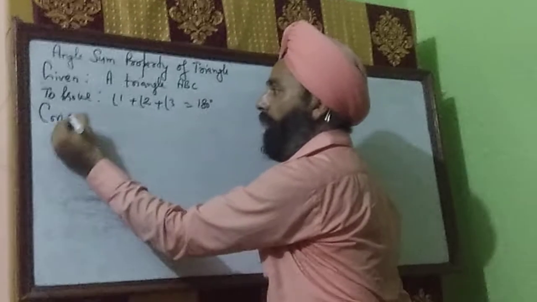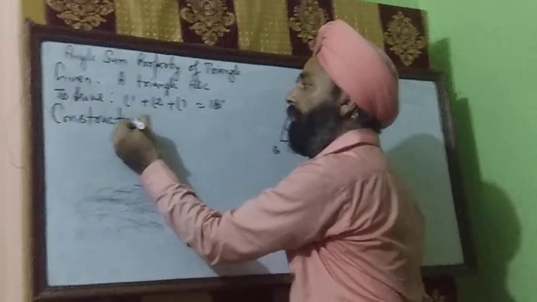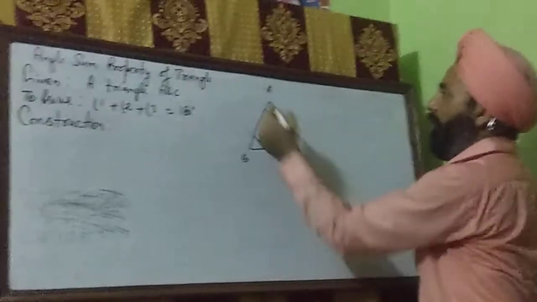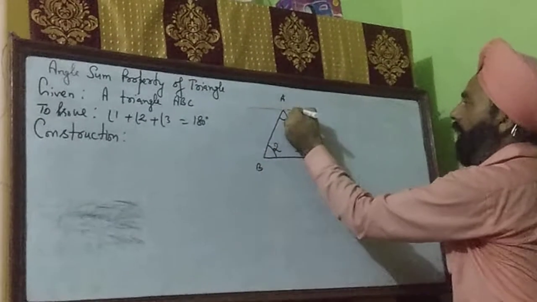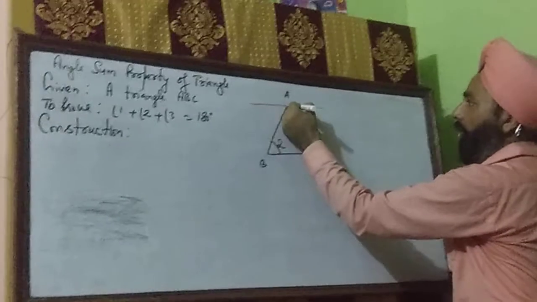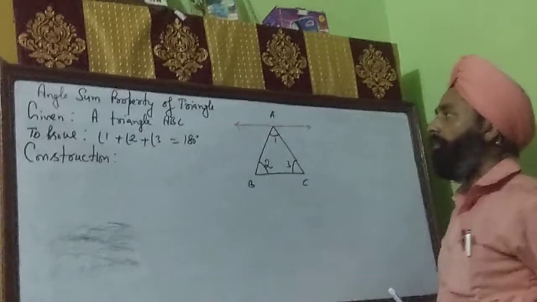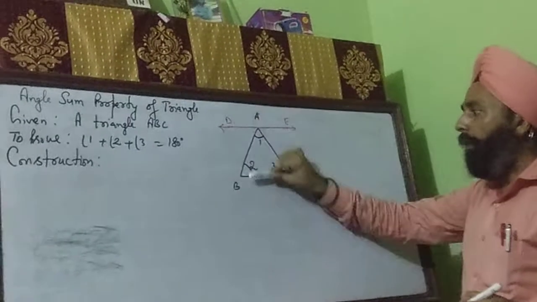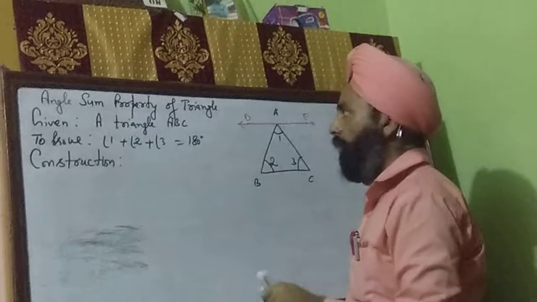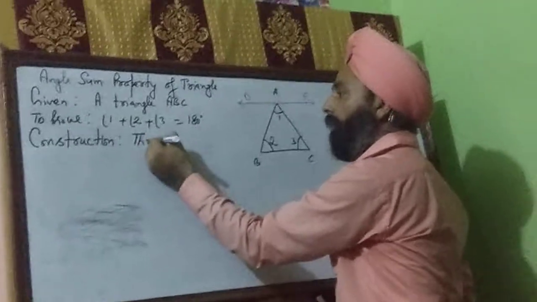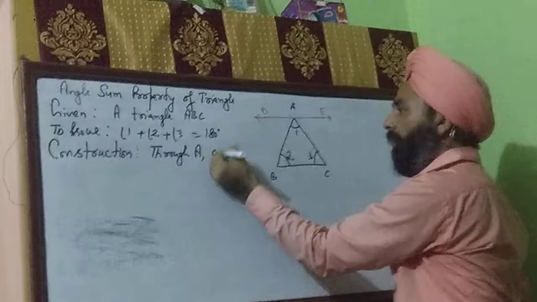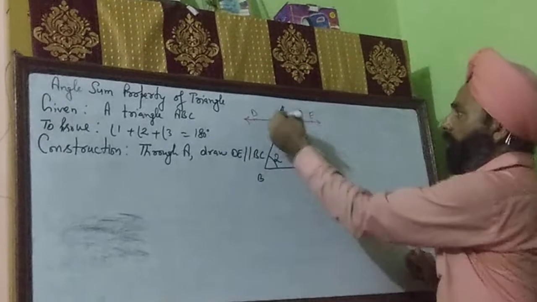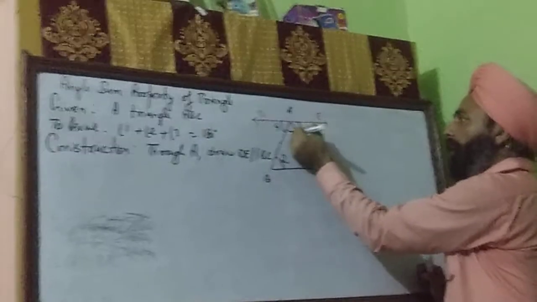In order to prove the same result, firstly we will draw a construction here. Now what is construction? Suppose we draw a line through A, let it be DE, parallel to BC. We will write: through A, draw DE parallel to BC. Now suppose this one is angle 4, this one is angle 5.